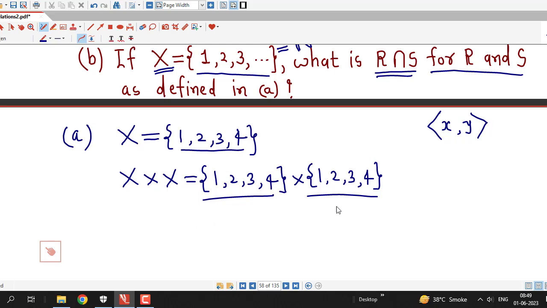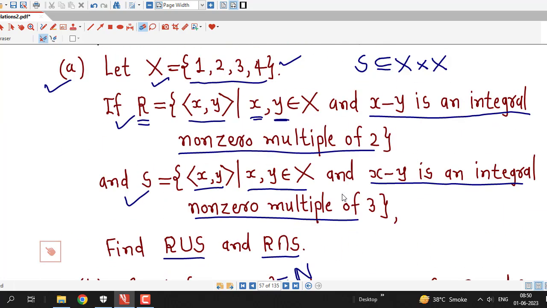So I am not writing the whole Cartesian product, but elements will look like this: (1,1), (1,2), (1,3), (1,4), and this we have to repeat for each of the numbers, that is (2,1), (2,2), (2,3), (2,4), then (3,1), (3,2), (3,3), (3,4), (4,1), (4,2), (4,3), (4,4). So if you wish you can write that whole Cartesian product, but it is not necessary.